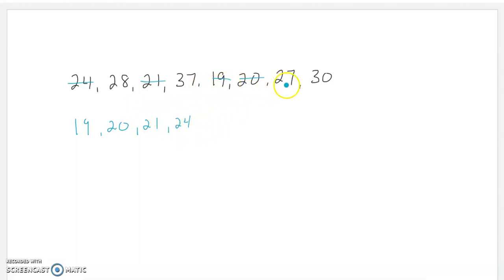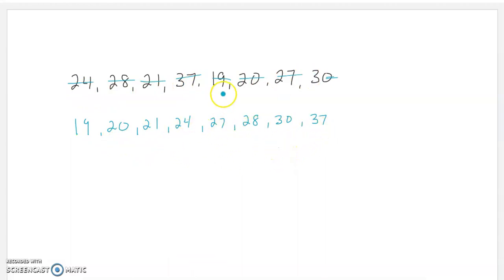Now the next number here I have is a 27. So the next number we have is a 28. Then we have a 30. And then we have a 37. Okay, so I always like to just count, like if I have 8 numbers here, just count these: 1, 2, 3, 4, 5, 6, 7, 8, just to make sure you have them all written down.